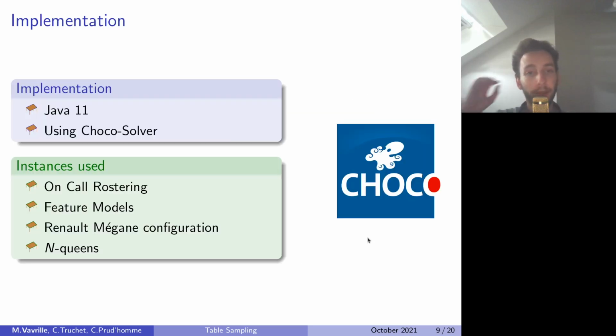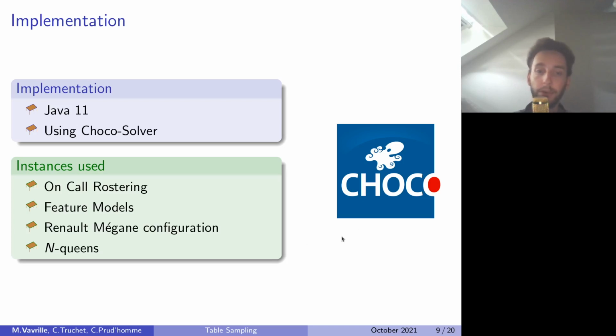So now, about the implementation. We implemented our approach in Java using the Choco solver, and we used instances of different real-life problems. So we have on-call rostering, which models a planification problem. We have feature models, and we have the Renault-Megane configuration problem, which are configuration problems, and we have the n-queens, which is a toy problem.